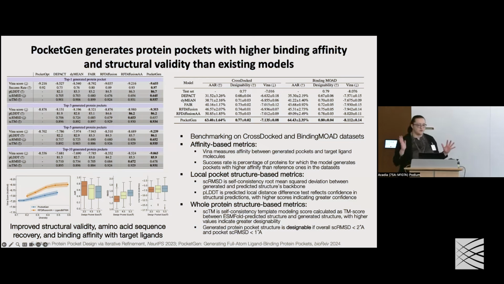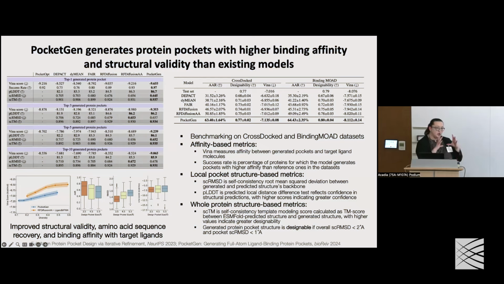So first, how do we measure performance of the model? We adopt and implement a set of comprehensive performance metrics that consider both the predicted affinity between the generated protein and the ligand small molecule using Vina docking score and also success rate. Then we consider local pocket structure metrics, where we are specifically looking at self-consistency root mean square deviation between the generated protein pocket and the predicted structure, a backbone. And then also look at predicted local distance difference test that reflects the confidence in the structure that is generated through the ESMFold model.